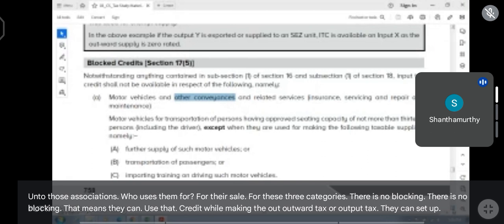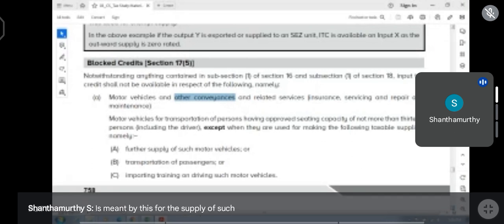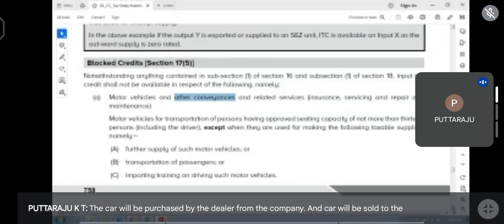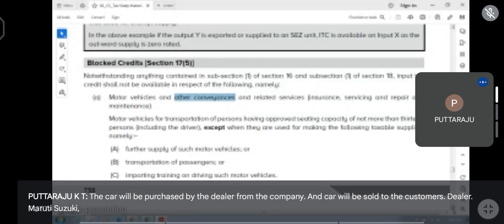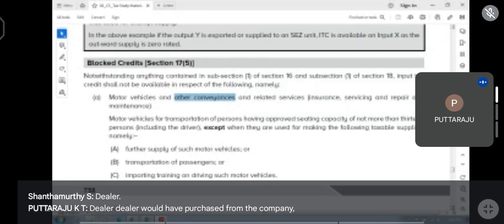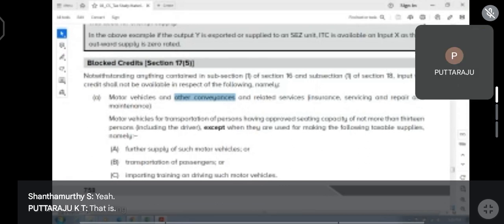Sir, what is meant by this further supply of such motor vehicles? The car will be purchased by the dealer from the company and the car will be sold to the customers. Maruti Suzuki, Audi, Hyundai, where will you purchase? Showrooms, yeah. Will you purchase from the company itself or from the dealer? Dealer. Dealer would have purchased from the company, right? Yeah. Okay.